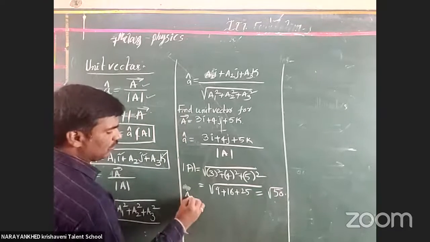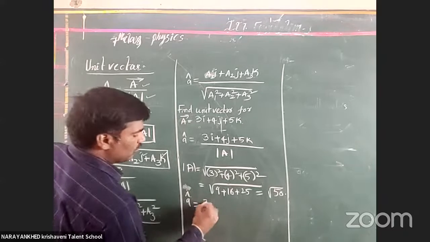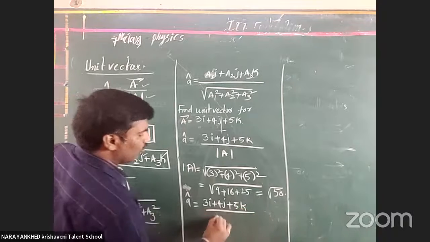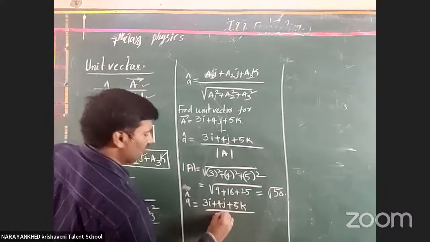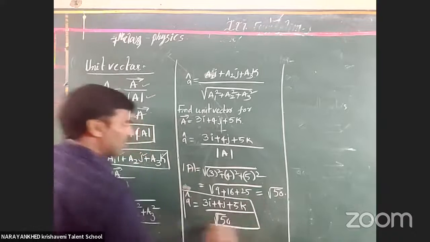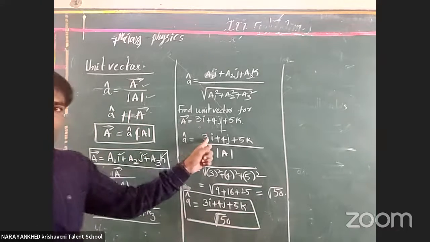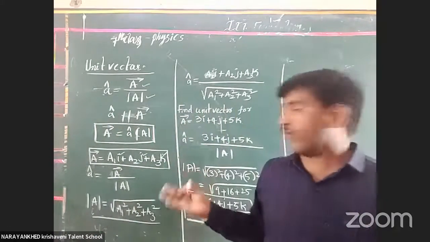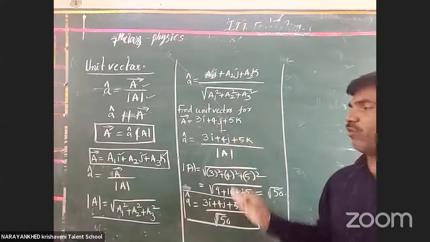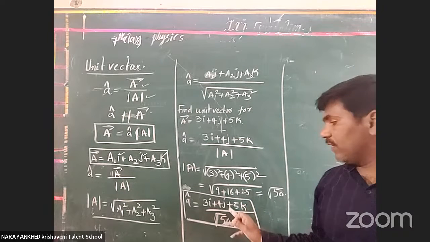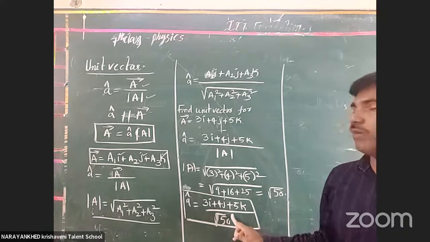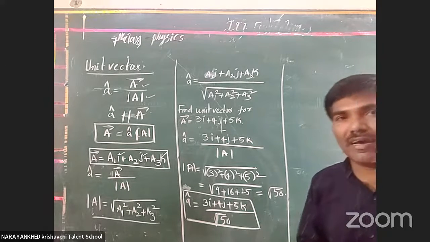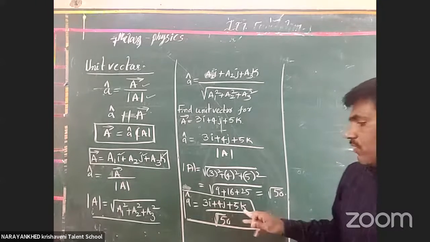Now what is the unit vector? A cap is equal to 3i plus 4j plus 5k divided by under root of 50. This becomes the unit vector of this particular vector. Whenever they ask you to find a unit vector, you should follow this process. This vector's magnitude becomes one only. The magnitude should be one.